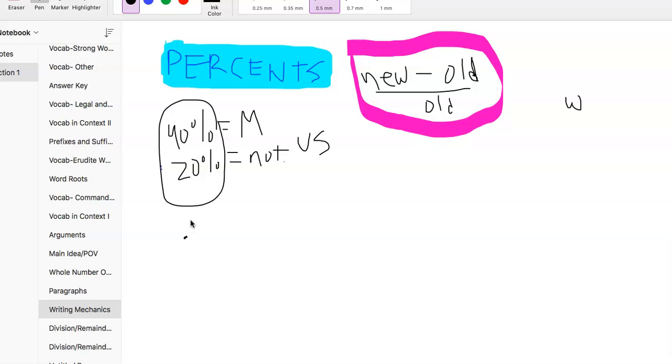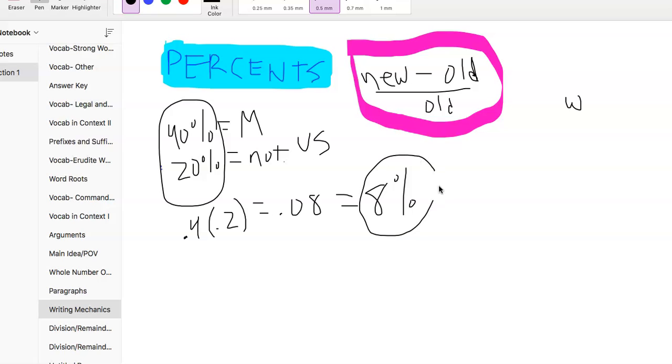Okay, so 40% is the same as 0.4. 20% is the same as 0.2. Multiply these two together, we get 0.08. And 0.08 is 8%, which I guess is a popular number for this video because that was what the last answer was. So your answer is 8%.